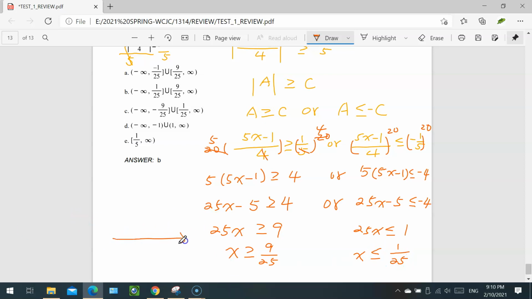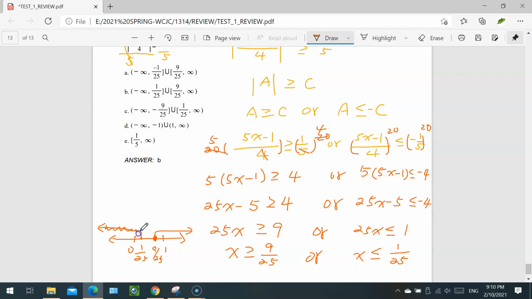Now draw the number line. I label the 9 over 25 and 1 over 25. So I put a 0 here, 1 here. So 9 over 25 is about here. Okay, greater equal, right? So it's greater equal 9 over 25. Or x less equal than 1 over 25. So less than 1 over 25.